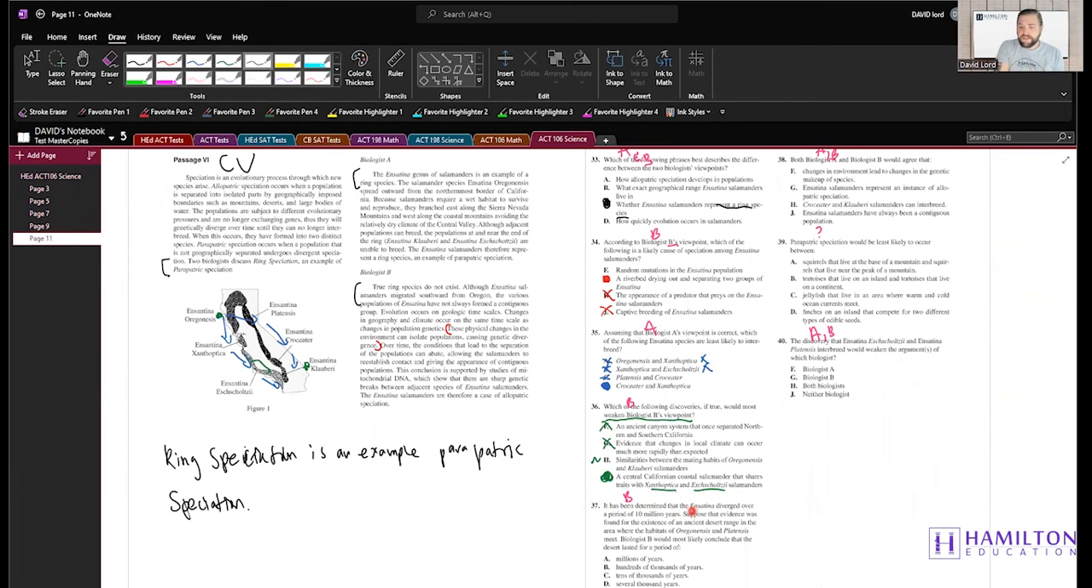Question number 37. It has been determined that the Ensatina diverged over a period of 10 million years. So it took 10 million years for it to diverge. Suppose evidence was found of the existence of an ancient desert range in the area where the habitats of oregonensis and platensis meet. So that would be this region right here. So desert.